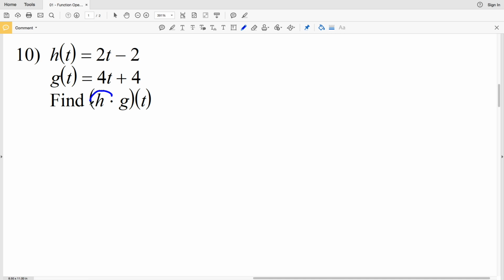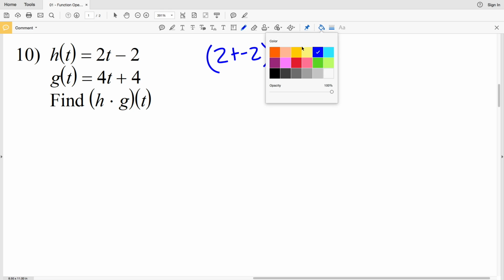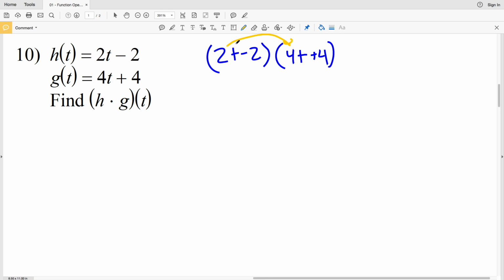In number 10, I'm multiplying h and g together and evaluating that at t. So h of t times g of t, essentially. So 2t minus 2 will get multiplied to 4t plus 4. And I'm going to need to FOIL. First, outside, inside, last. FOILing and then simplifying.